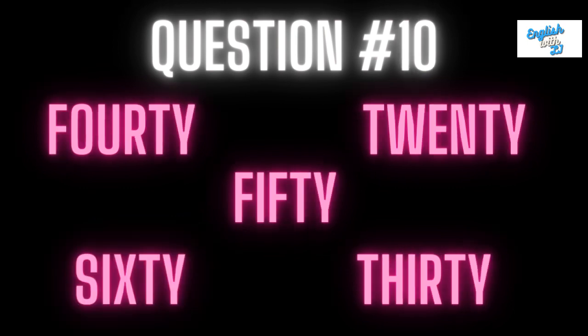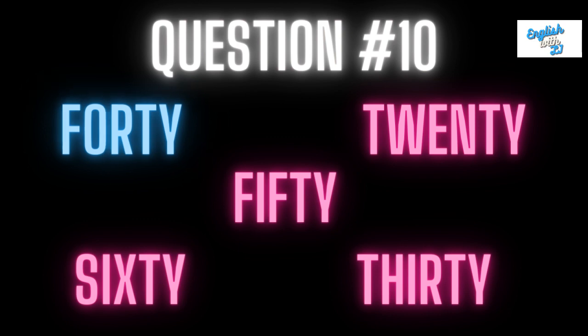Question number 10: 40, 20, 50, 60, 30. 40, 20, 50, 60, 30. And the incorrect spelt word there is 40, because although 4 is F-O-U-R, 40, you lose the U. So it just is F-O-R-T-Y.